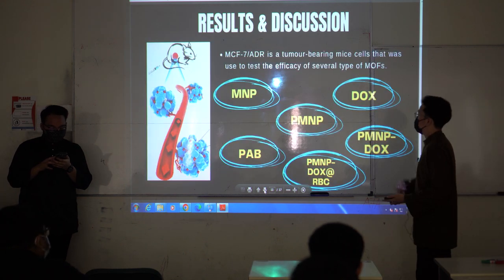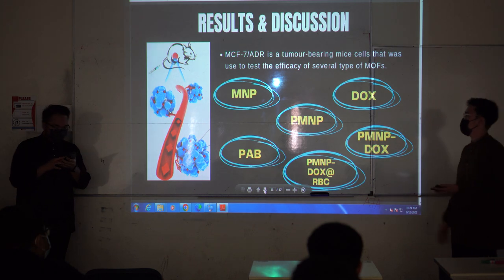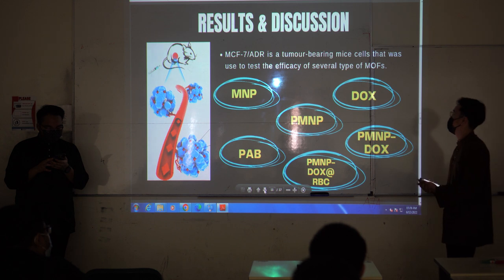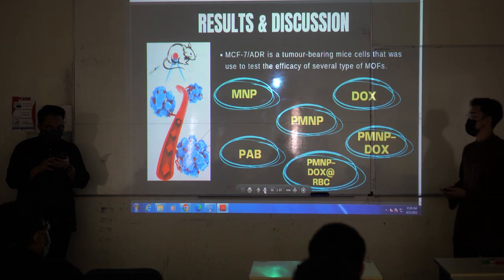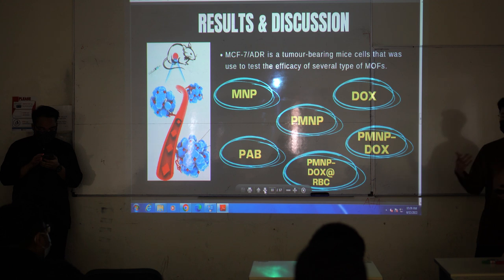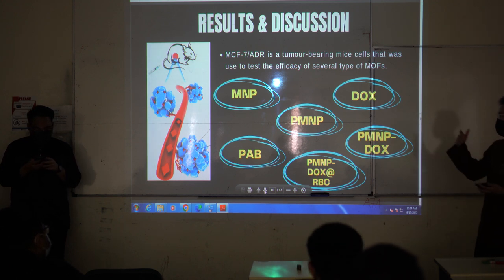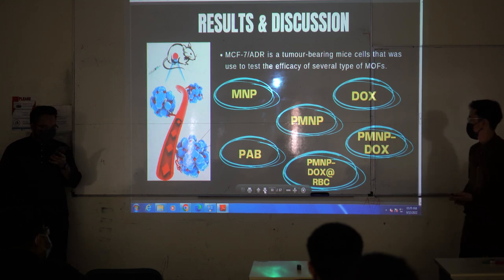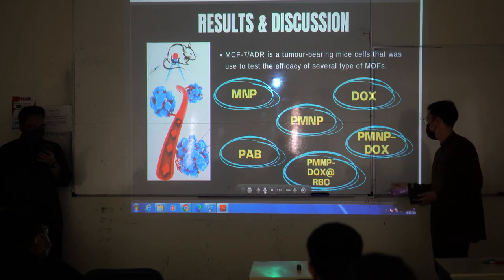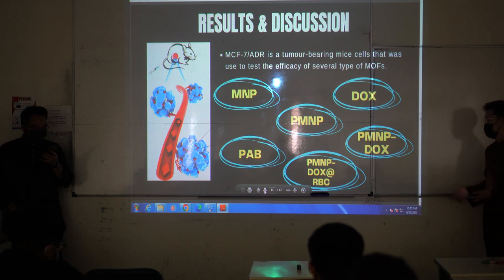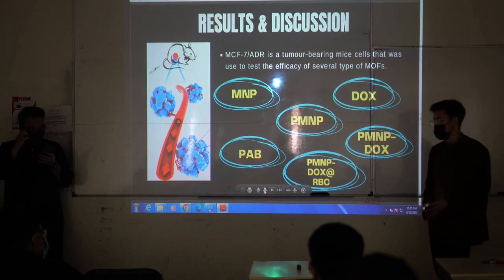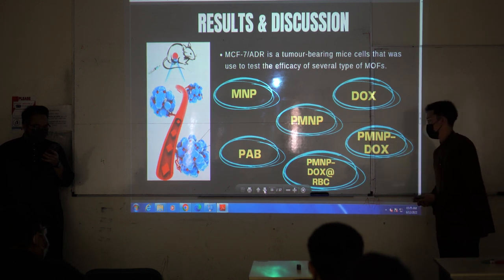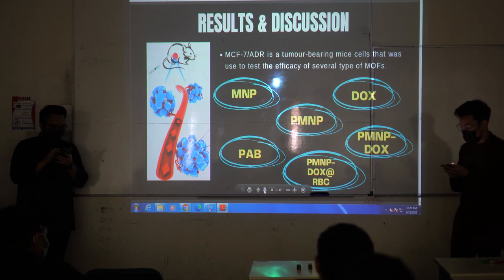Next. In this article, MCF7/ADR cells, in tumor-bearing mice, were used to test the efficacy of several types of MOF that have been developed. These are the types of MOF that have been developed: NMP, PNNP, DOX, PAB, PNNP-DOX, and PNNP-DOX@RBC. In this case, we are focusing on this MOF, which is PNNP-DOX@RBC.